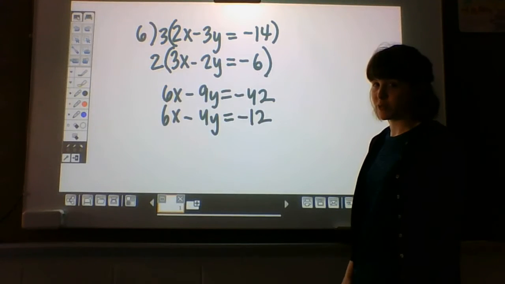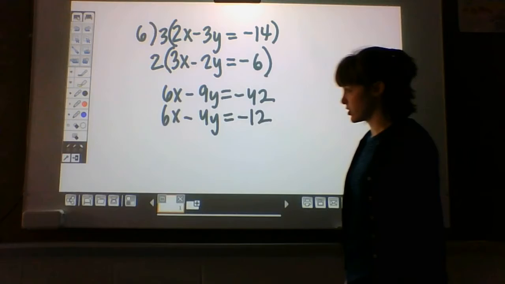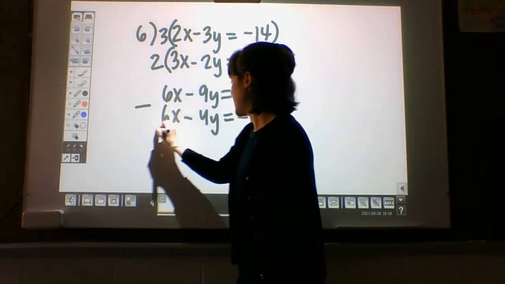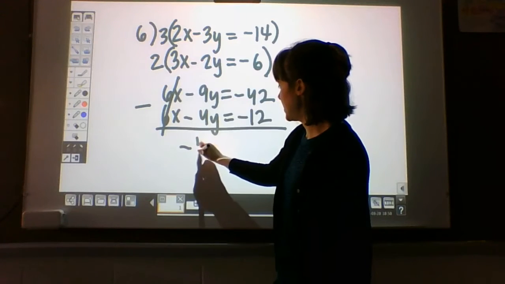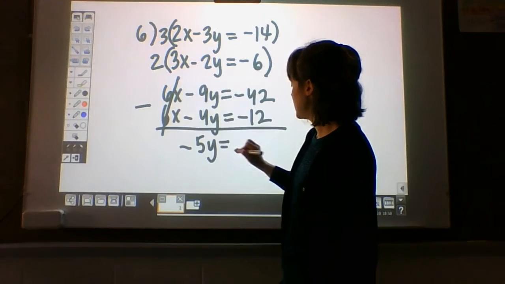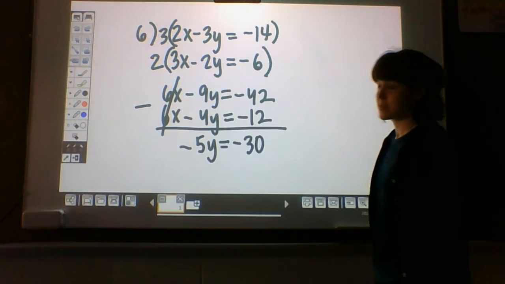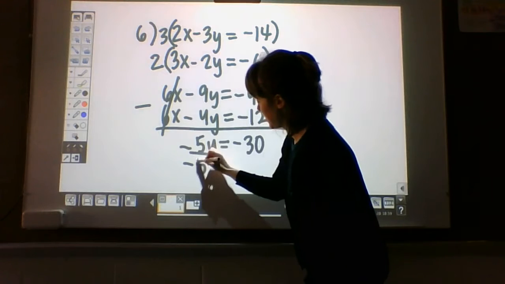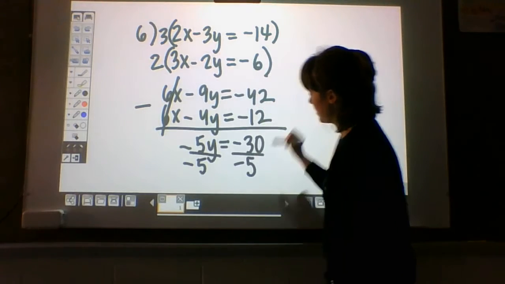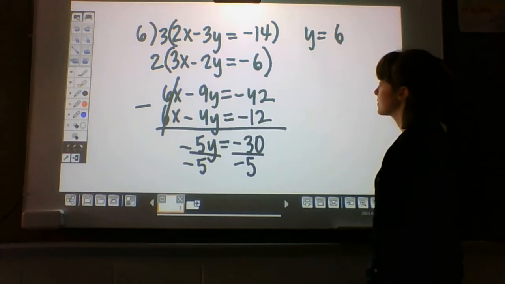Okay, so those are our 2 equations now, and as you can see, they both say 6x now. So we could subtract to cancel out the x's. When you subtract, you're going to have negative 5y equals negative 30. So next we're going to divide by negative 5, and we get y equals 6.